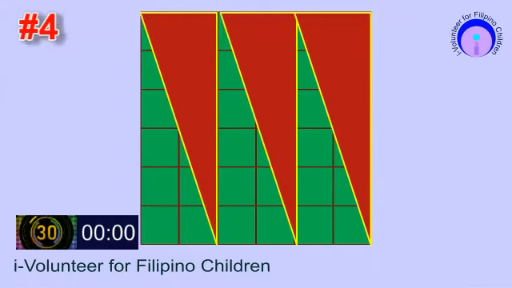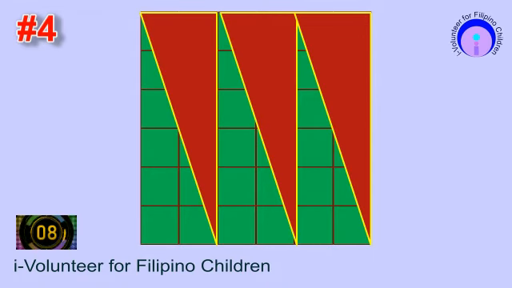Item number 4. Find the area of the red shaded part in square units. You still have 5 seconds to finish.